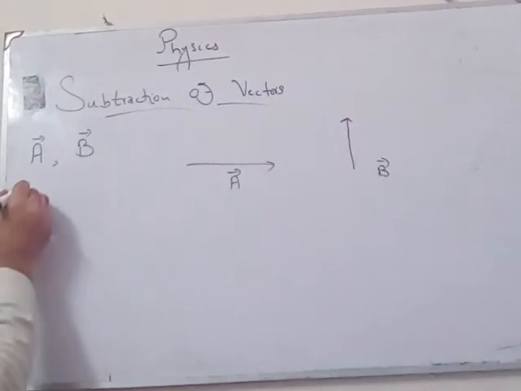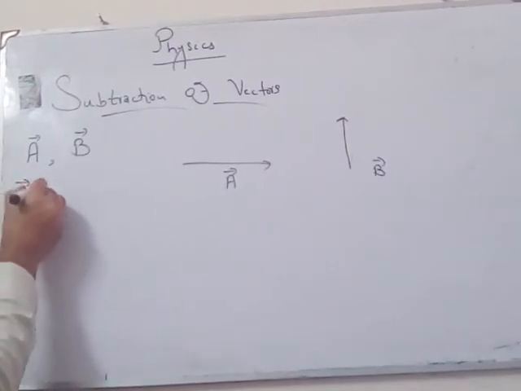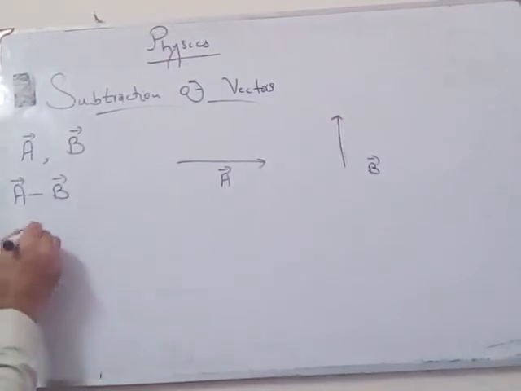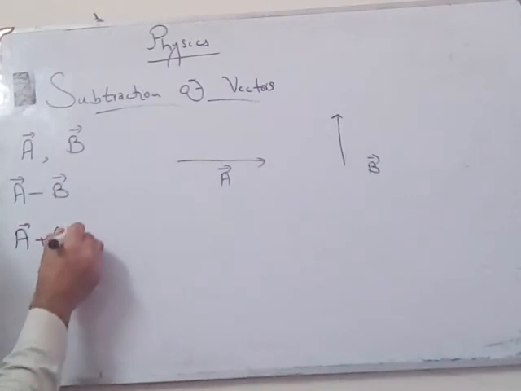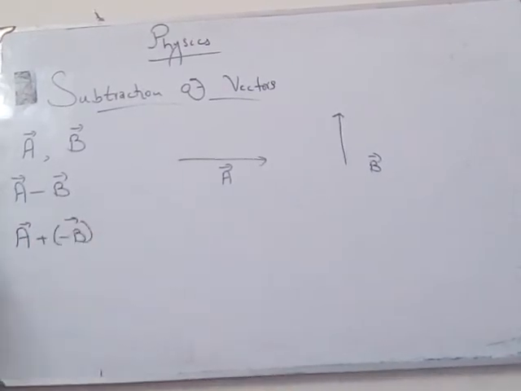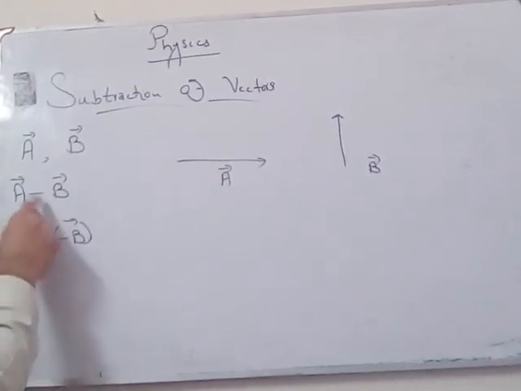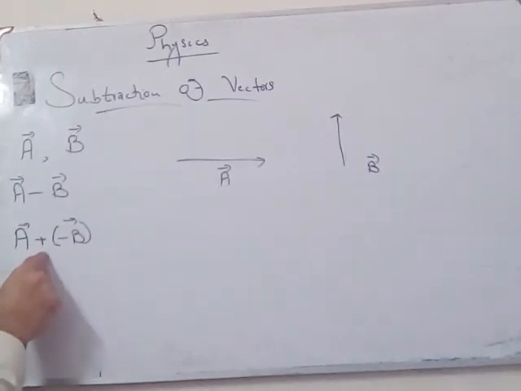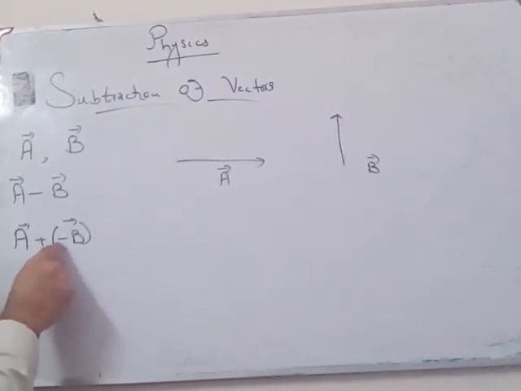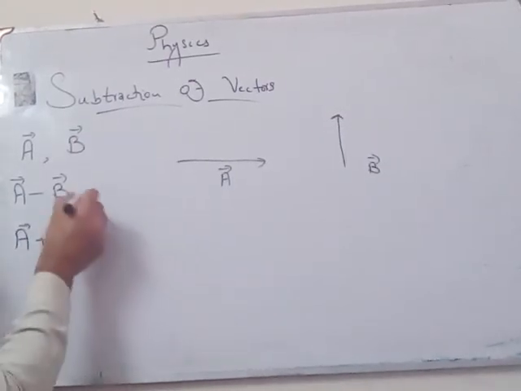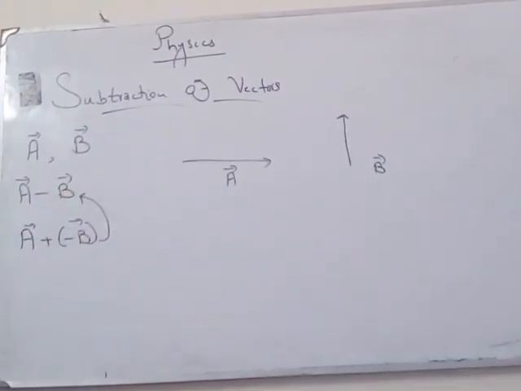Then subtraction will be, that is A minus B. Actually the subtraction is nothing but it is addition, that is A plus minus B. In subtraction also we will follow the rule of addition, that is the head-to-tail rule, addition of vectors by head-to-tail rule. We can write this equation like this, because this plus minus again when multiplied will give you this output, that is A minus B.